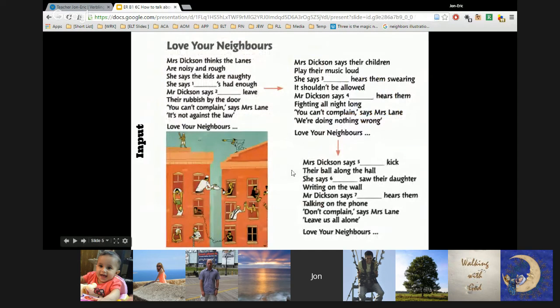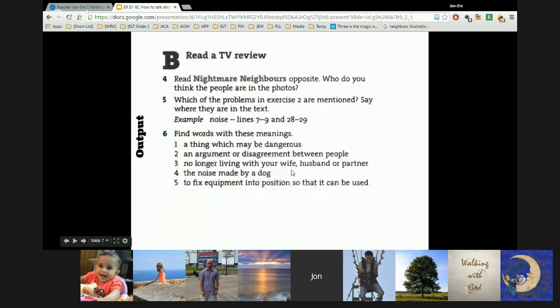So, I'm going to jump ahead here. Give me a second. I've got a few questions about vocabulary. It says to find words with these meanings. If you can do this from memory, you are a superstar. If you can't, I want you to scroll through slides 3 and 4. The first one is a thing which may be dangerous. What's the key word they used in the text? I even corrected one of you on pronunciation, so one of you should know this really well.